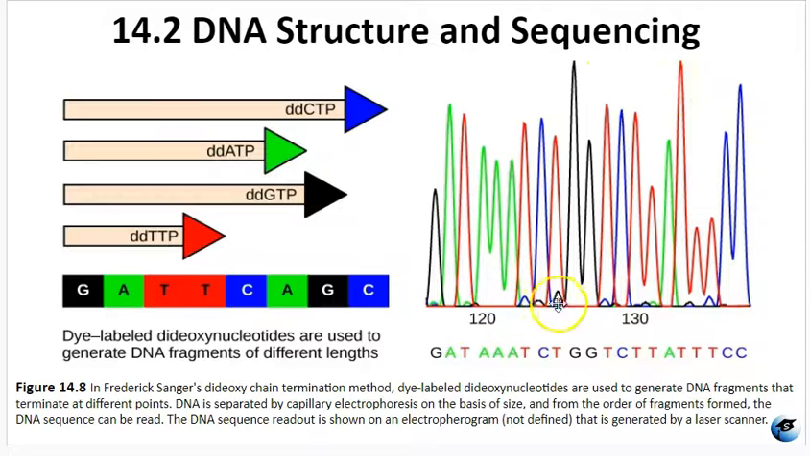So there is some background noise down here, but these are very big peaks, so you know that this is good data. This is definitely a G. This is definitely a G. So that's how Sanger sequencing works.